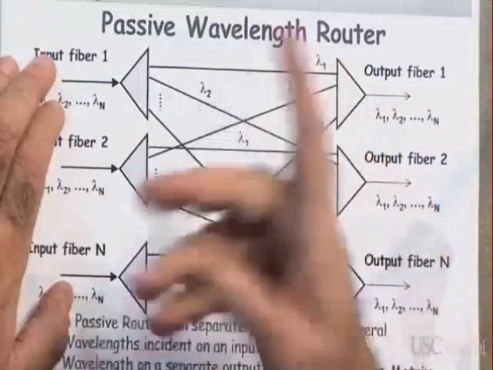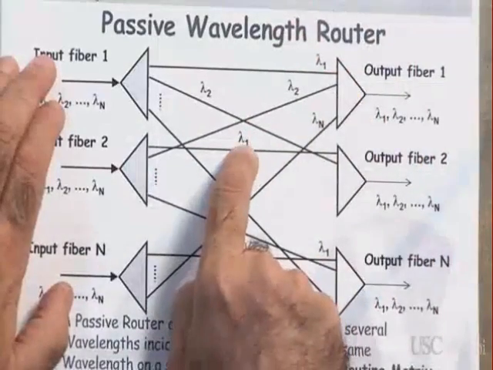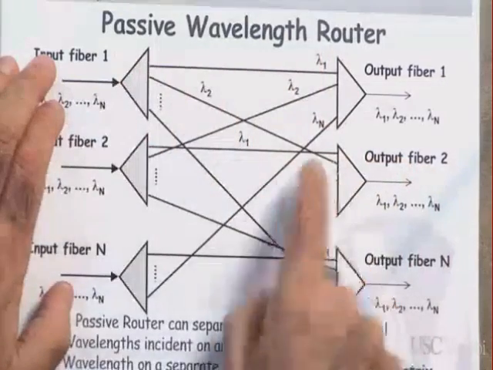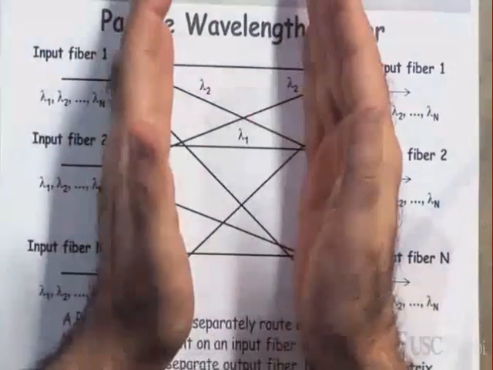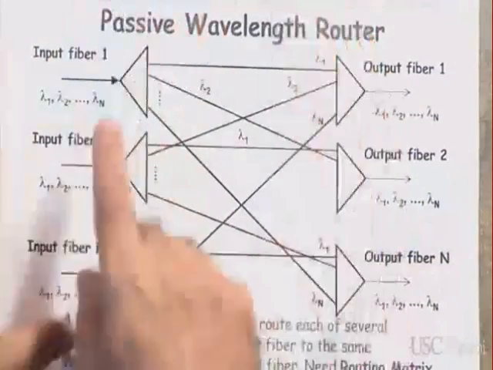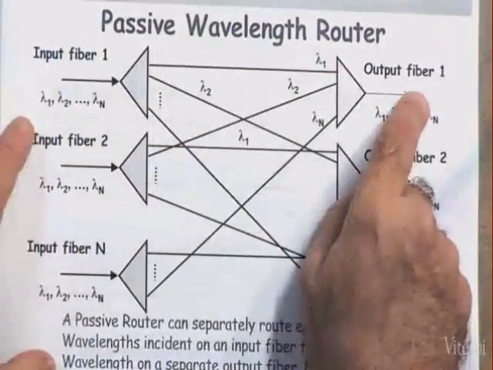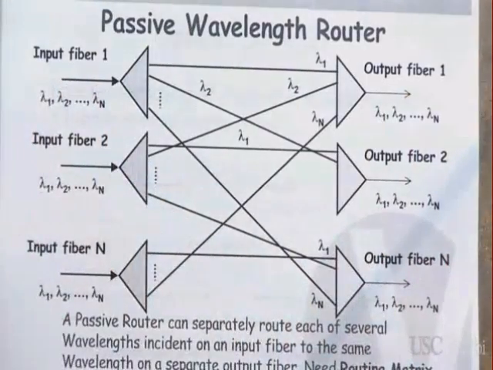In place of it, what goes? The lambda 1 could go in here. This lambda 1, do you see this lambda 1? This lambda 1 could go in here. This one could come in here. Did you get this or not? It all depends on the routing matrix. Where do I want to route this lambda 1? Do I want to route it to this? Or do I want to route it to this? Do I want to route it to that interface? And so on and so on.